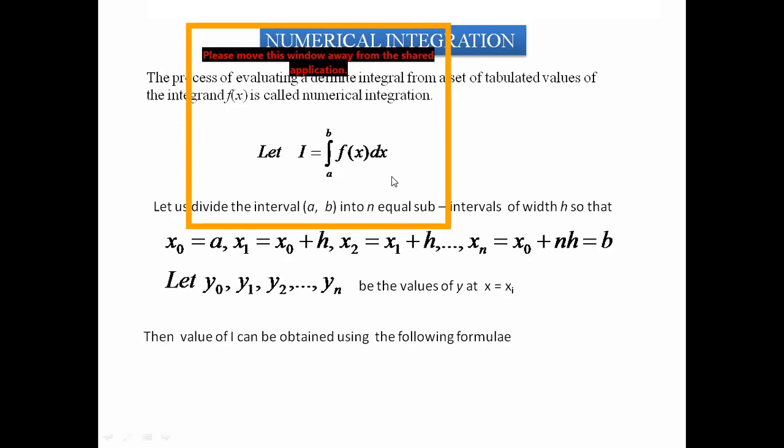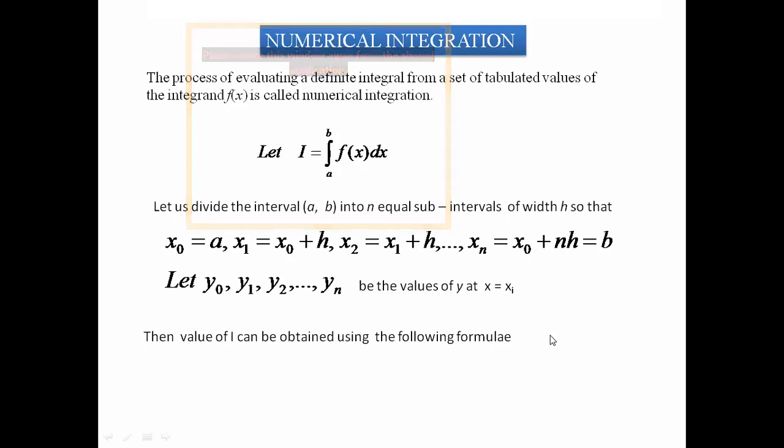So sometimes in the question they mention taking 6 ordinates. 6 ordinates means you should know that 5 cuts are needed. That means n is equal to 5. So that you have to note. Depending on this, you use some formula. Let us see what these formulae are.